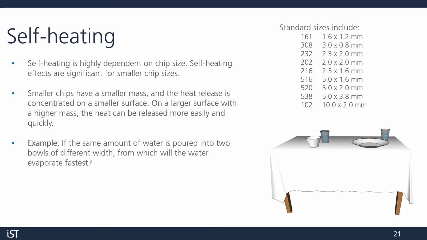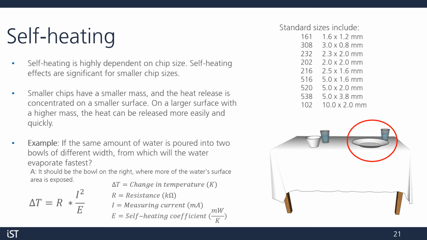Let's consider this illustration. If the same amount of water is poured into 2 bowls of different widths, from which will the water evaporate fastest? It should be the bowl on the right, where more of the water's surface area is exposed. In general, a larger chip size will exhibit less self-heating.